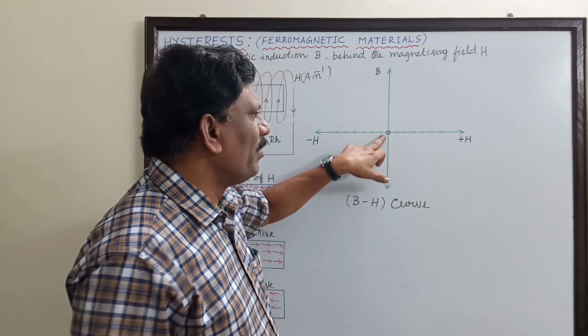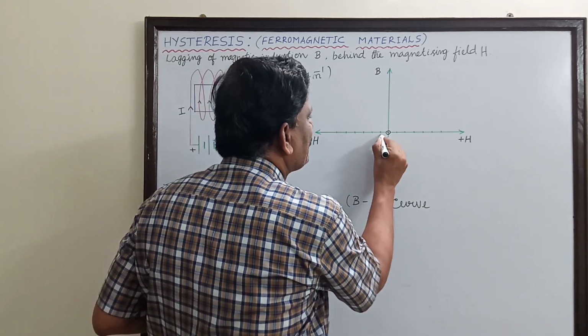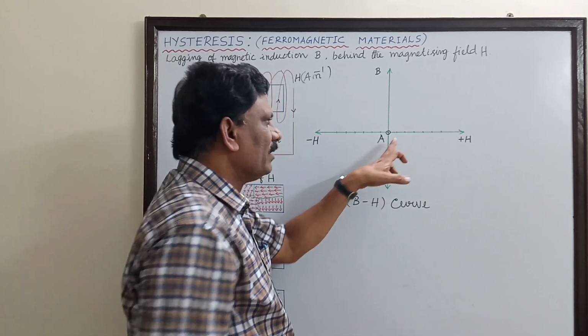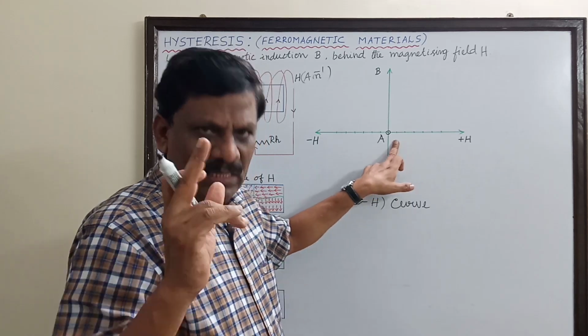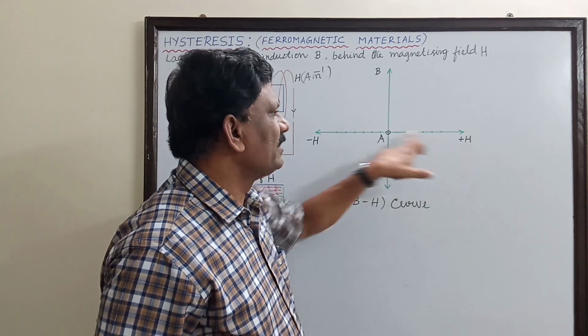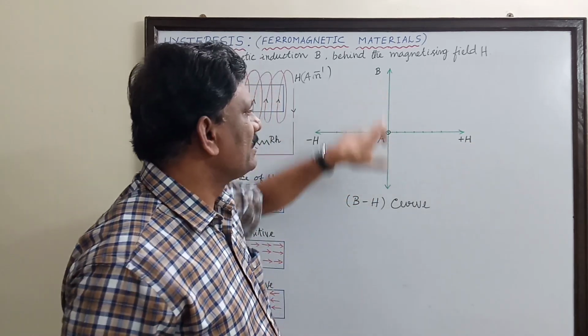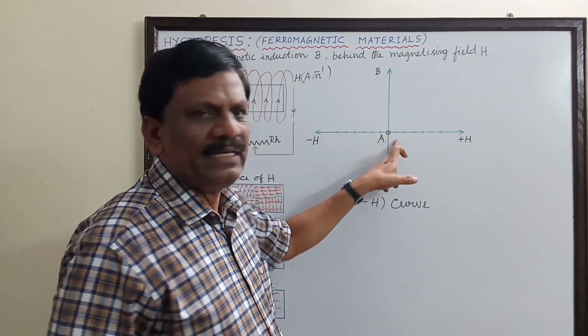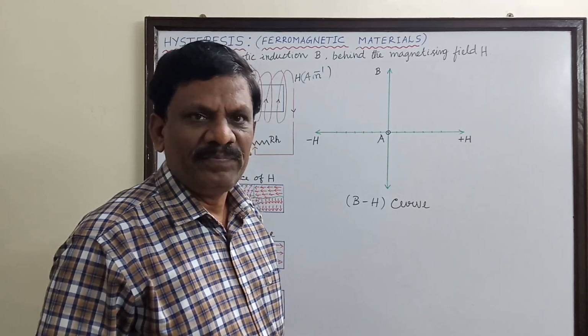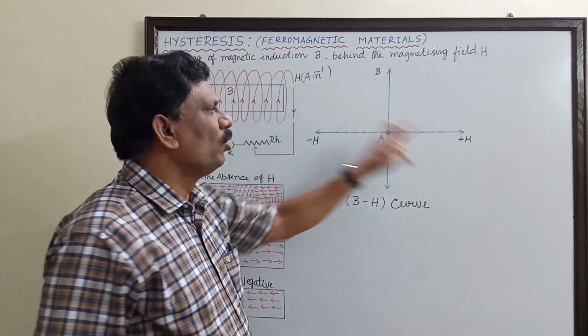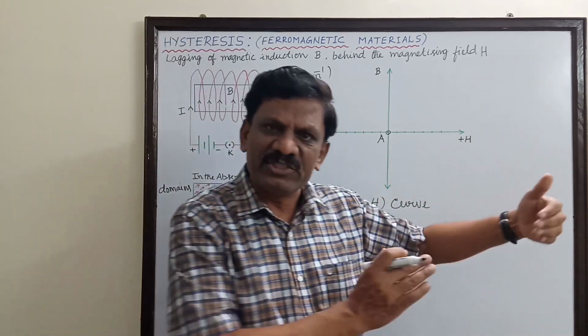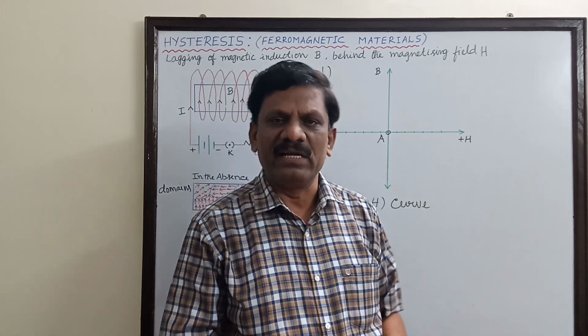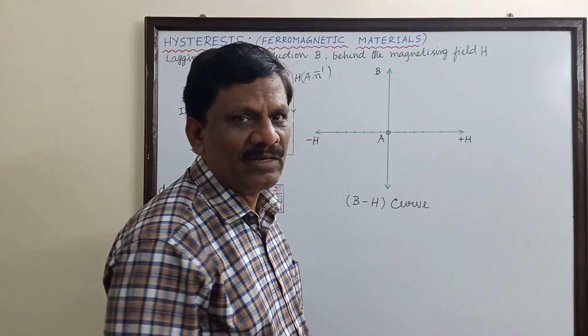Therefore, this is the point. I will take this point as A. So, at the point A, where H is 0, B is also 0. Now I am going to increase the current in the coil. So proportionately, the magnetizing field H will also increase in the positive direction.